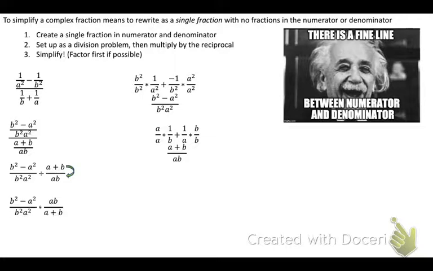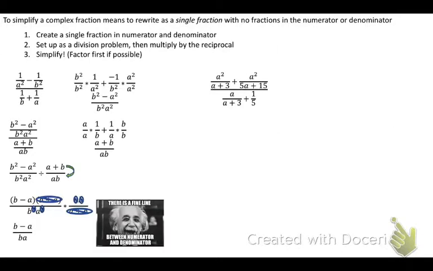Flip that. So I have b squared minus a squared over b squared a squared times ab over a plus b. So that b squared minus a squared, that's the difference of squares. So that's going to be b minus a and b plus a. Well, b plus a and a plus b are the same thing. So those can cancel. That a will cancel with one of those, and that b will cancel with one of those. So I'm left with b minus a over ba. Cool.